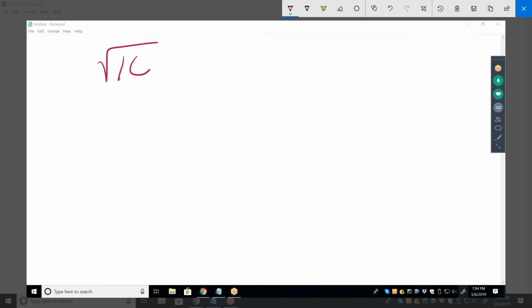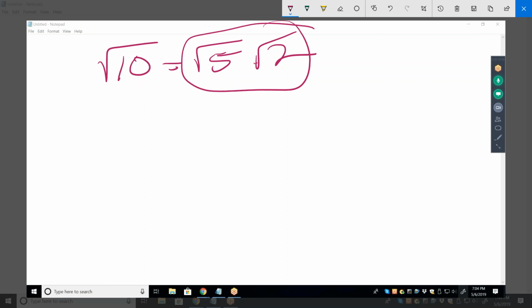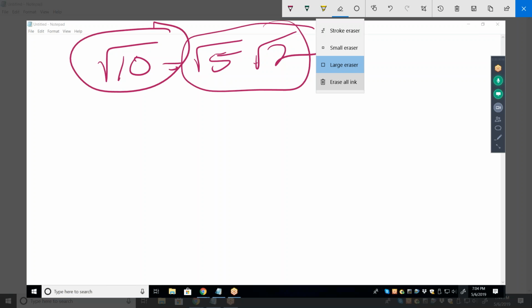In other words, if they tell me to simplify that, I am not going to do it this way, because this way does not allow me to pull out any whole numbers, and there's no other factors that would. So that is considered simplified. But sometimes if it's part of a harder, more complex problem, it does make sense to factor it into root 5 times root 2.